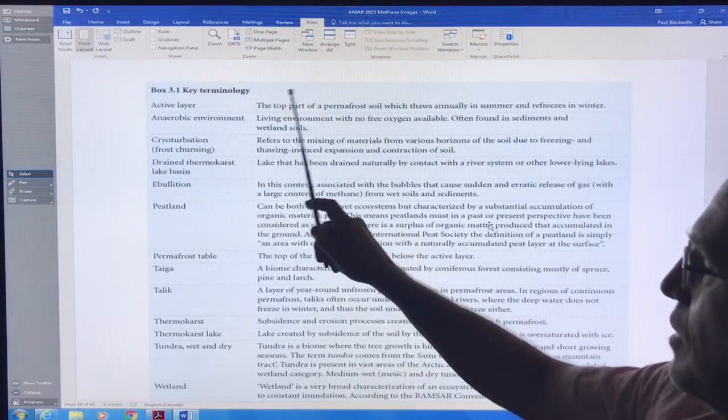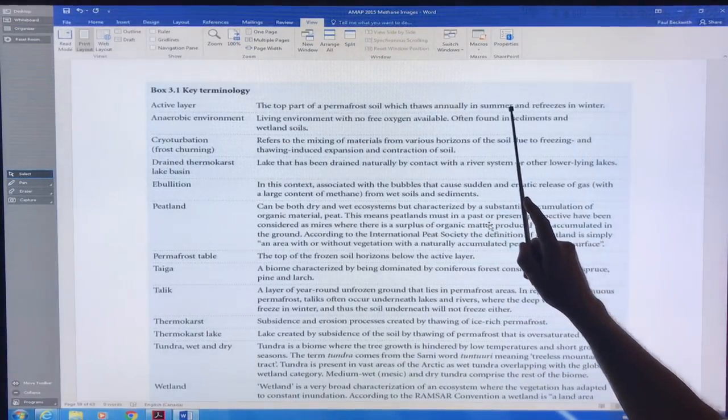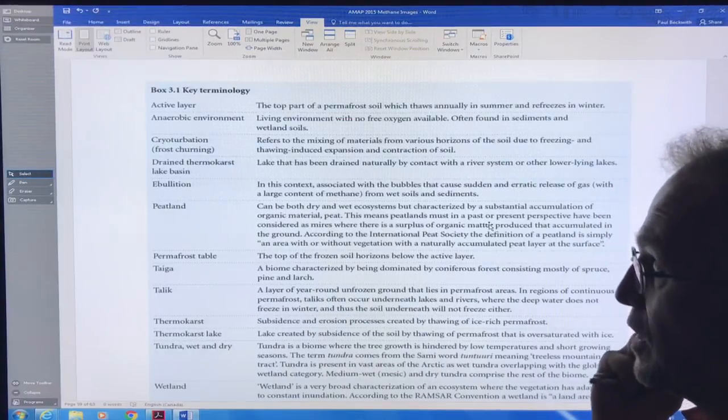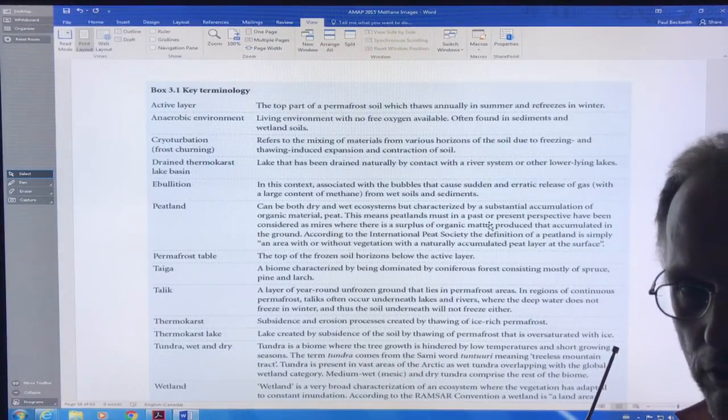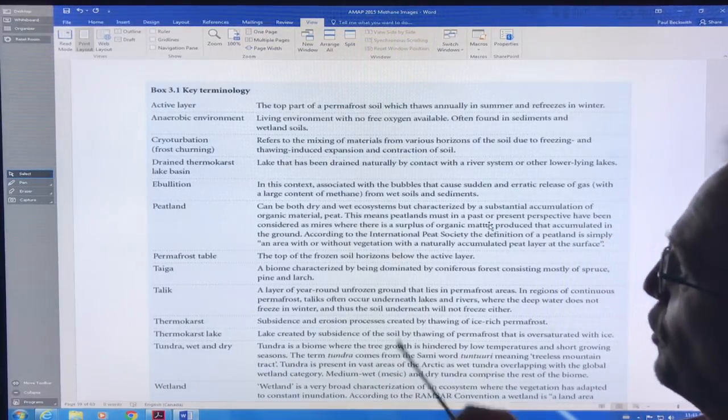The active layer, it's the top part of permafrost soil. It thaws annually in the summer and refreezes in the winter. So it's a small layer at the surface that thaws, refreezes. Underneath is the permafrost, which stays frozen.